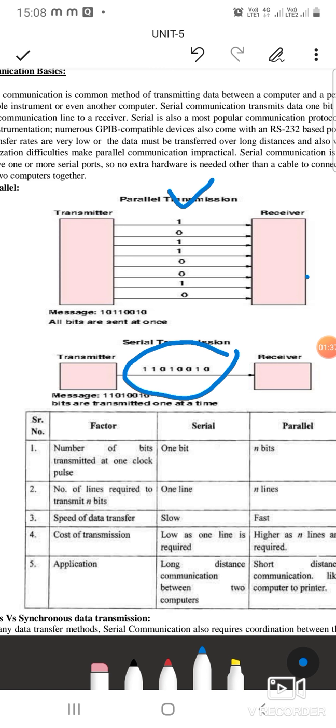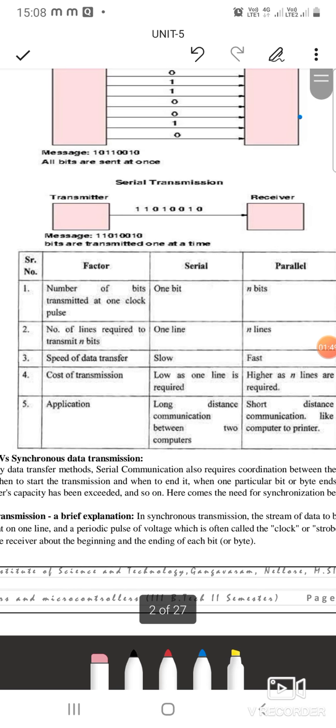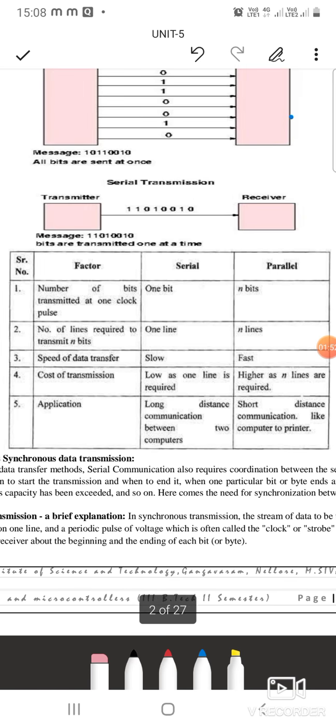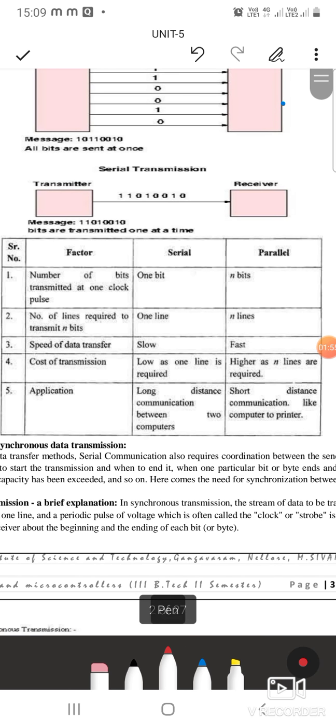So with respect to different factors, the differences are shown here for serial and parallel communication. You can look into the table given below. Comparison is given for different factors here. The first factor: how many bits are transmitted per clock pulse. If it is serial communication, only one bit is transferred. If it is parallel, n bits are transferred, which means if you have 8 lines, you can transfer 8 bits of data in parallel communication. If you have 16 lines, then you can transmit 16 bits of data.